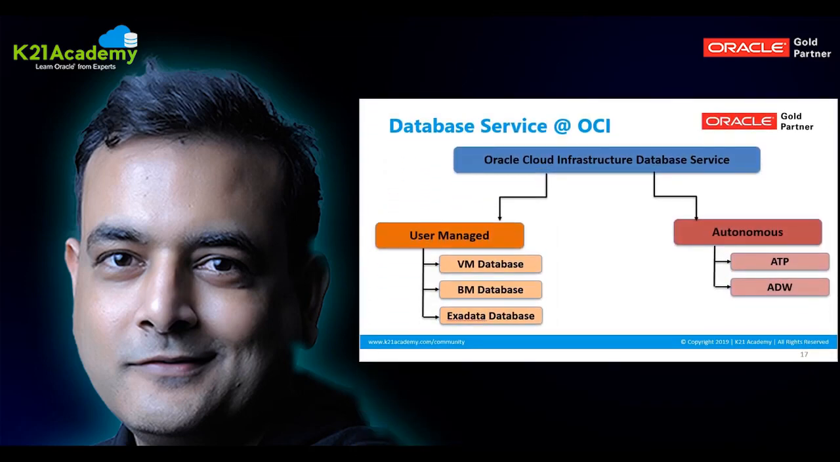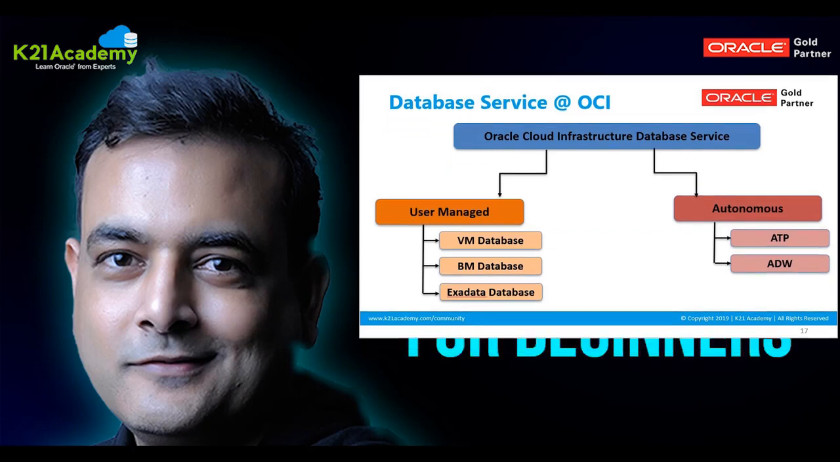That's first, user managed database, that includes bare metal database, or databases running on bare metal. He will also cover databases running on virtual machine, that's VM database, and then Exadata Cloud Service, all part of user managed database. And then the second type is autonomous database, in which there are two categories, ATP and ADW.